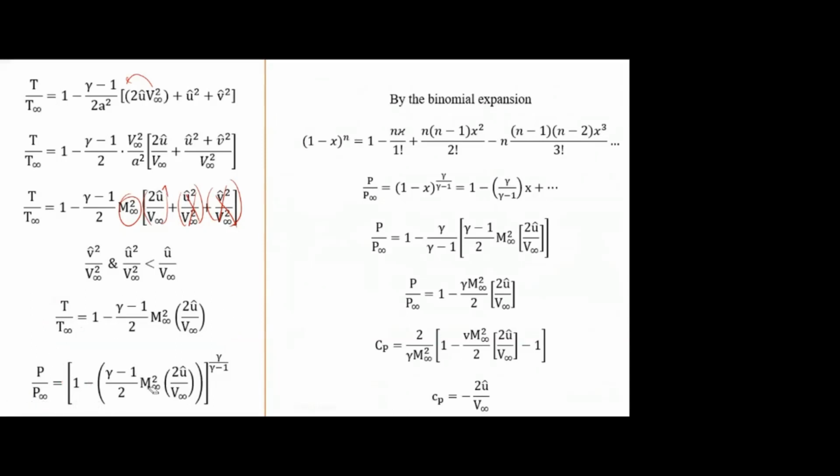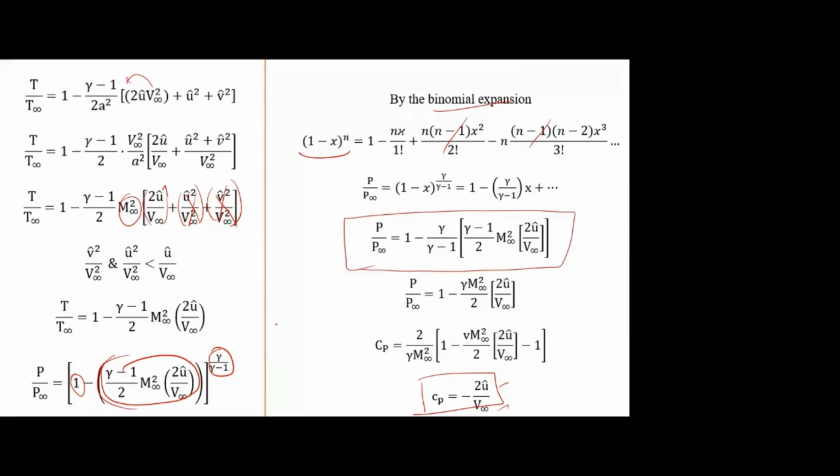Again, this also I have to simplify because in the final equation there is no M term, only U terms are there. So to simplify, we are using the binomial expansion. That is 1 minus x whole power n, like that the formula is there. If you apply the binomial expansion, you will get this one. I am cancelling the higher order terms. So finally this is the term you will get for P by P infinity, and after rearranging, this term gets cancelled and you will get the final term.